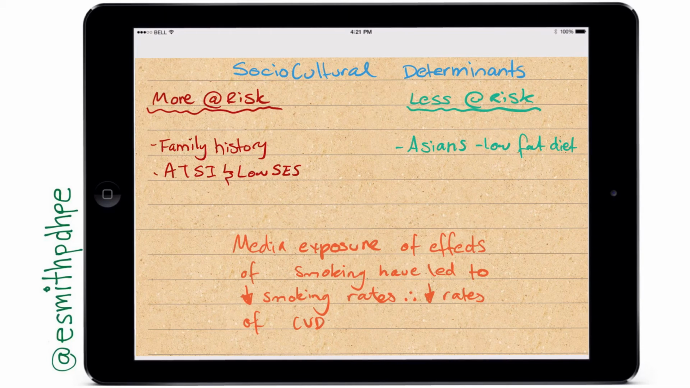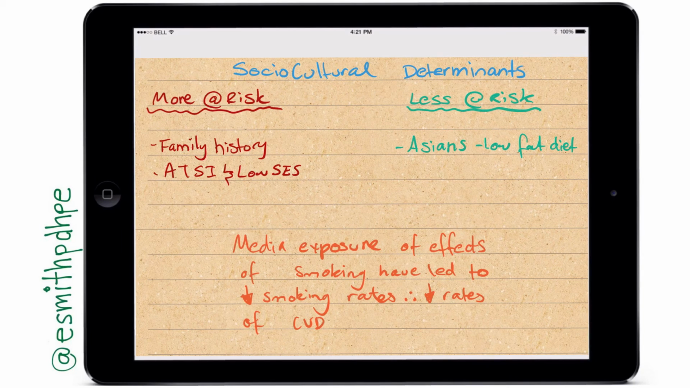Starting with the sociocultural determinants, those people who are more at risk are those people with a family history of cardiovascular disease, and those people in HSC and low socioeconomic communities. And basically the HSC and low socioeconomic groups are at more risk because they have less access to health and education services in order to educate them about making positive health choices and putting in protective behaviours in place.